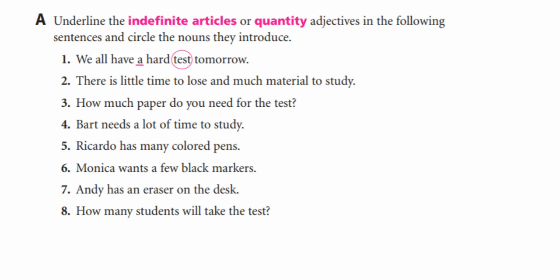So on section A, your instructions are to identify the adjective or indefinite article of quantity and circle the noun here that it's introducing. So at this time, press pause and complete section A. All right, let's see how you did.